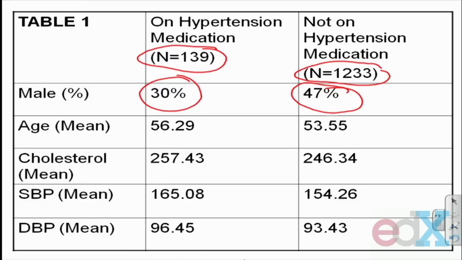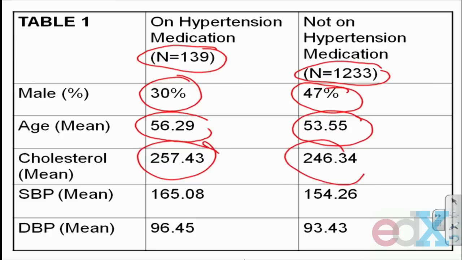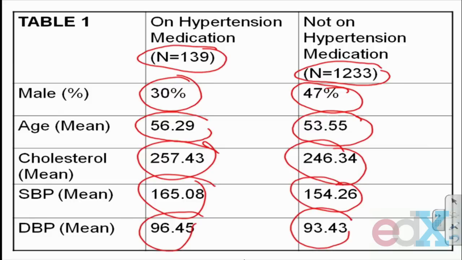We looked at age. The average age of the people in the medication group was a little bit more than 56 years, while the average age in the other group was about 53, 54 years. So the people who received hypertension medication were older than the people who did not. In terms of their total cholesterol, 257 versus 246, again, it's higher in the people who received hypertension medication. In terms of blood pressure, either systolic or diastolic, the people who received medication have higher blood pressures than the people who did not receive medications.